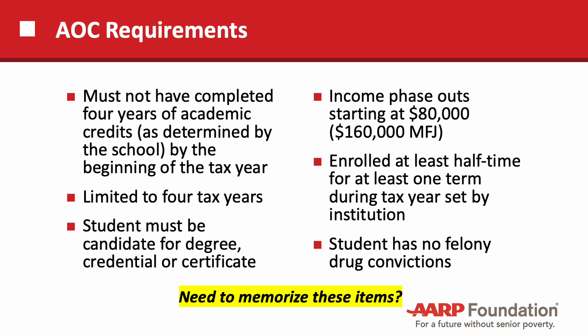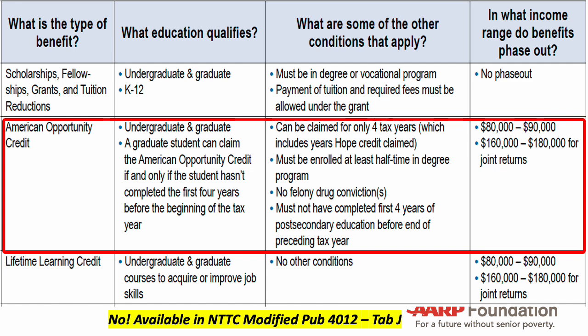Now, do you need to memorize these items? Very quickly, the answer to the question is no. All of this information is available in the NTTC Modified Publication 4012 in Tab J. You notice here I've highlighted the American Opportunity Credit, just to show you an example of what's in the 4012. You can see in the column that says what education qualifies, it says undergraduate, graduate. Graduate can claim the American Opportunity Credit if and only if the student hasn't completed the first 4 years before the beginning of the tax year.